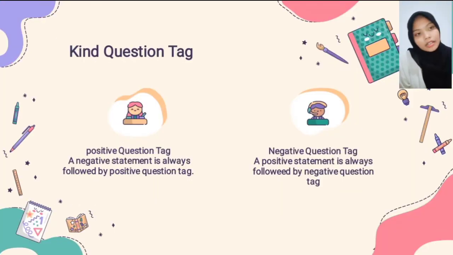Next, there are kinds of question tag. There are two. The first, positive question tag: a negative statement is always followed by a positive question tag. And then negative question tag: a positive statement is always followed by a negative question tag.